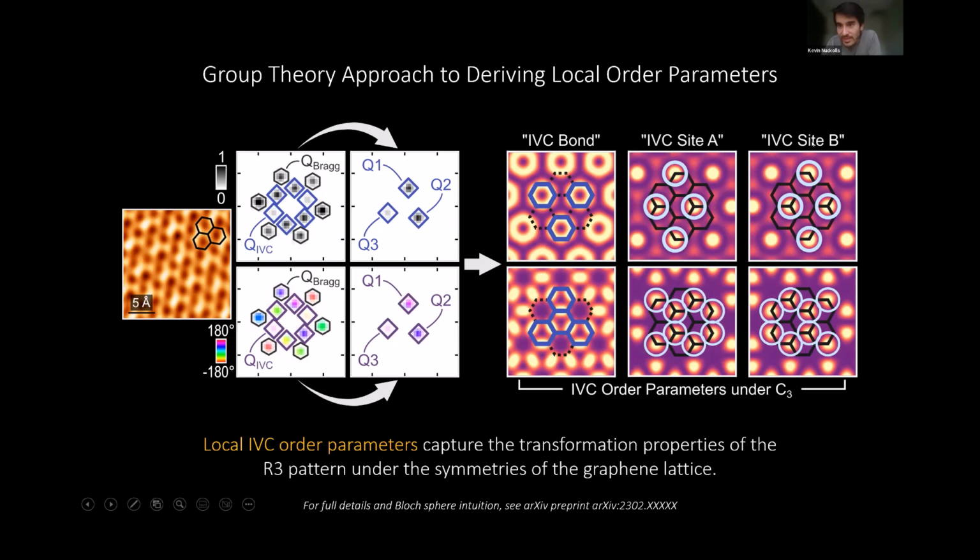Likewise, IBC site A and IBC site B are tripled unit cells that are centered on the A or the B sublattice of graphene. So this gives us the intuition that the order parameter that is non-zero, measured by these three that we've given definitions for, will tell us the R3 pattern is centered on these high symmetry points in the graphene lattice, but the complex phase factor will tell us something different about these local order parameters. So one more time, the local IBC order parameters capture all of the transformation properties of the R3 patterns because they are invariant under the symmetries of the graphene lattice.